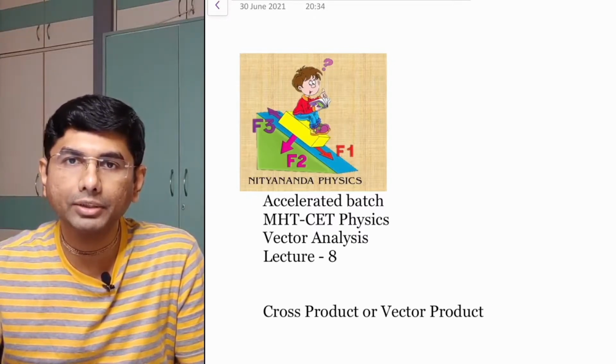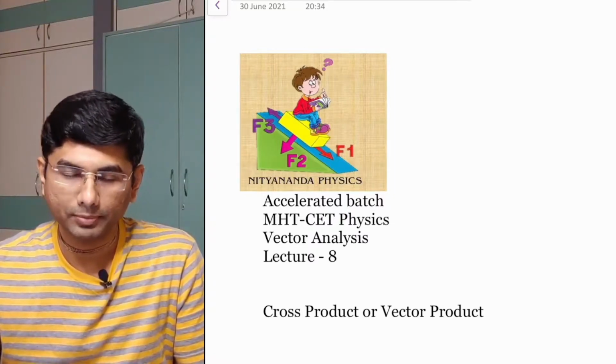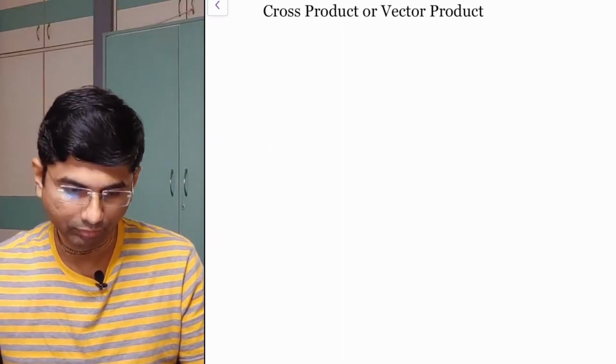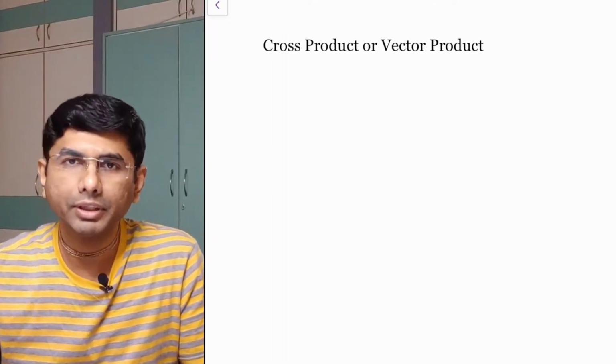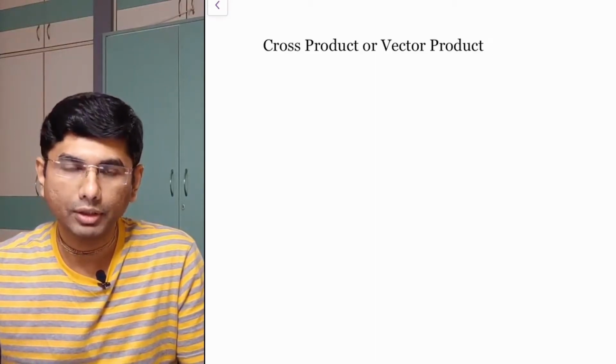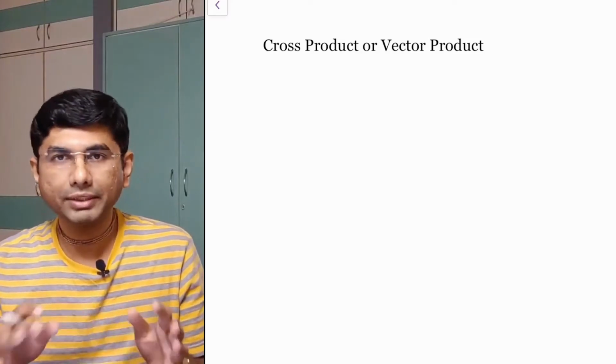This is the 8th lecture on vector analysis, where we will be covering the vector product or the cross product of two vectors. In the last lecture we even saw what the dot product is. Here we'll go ahead to the vector product. But before going there, we'll just see what a product is.